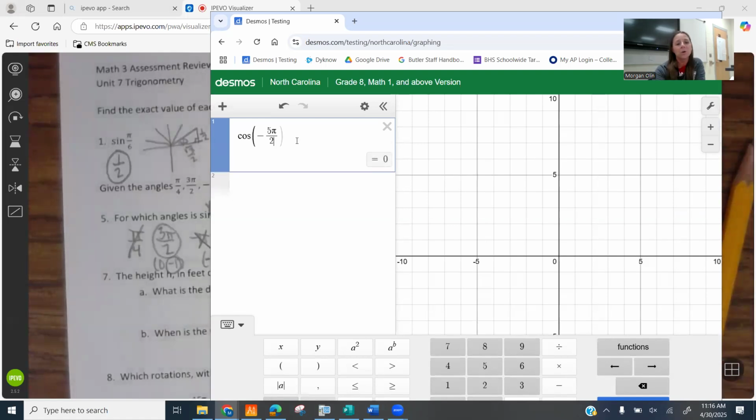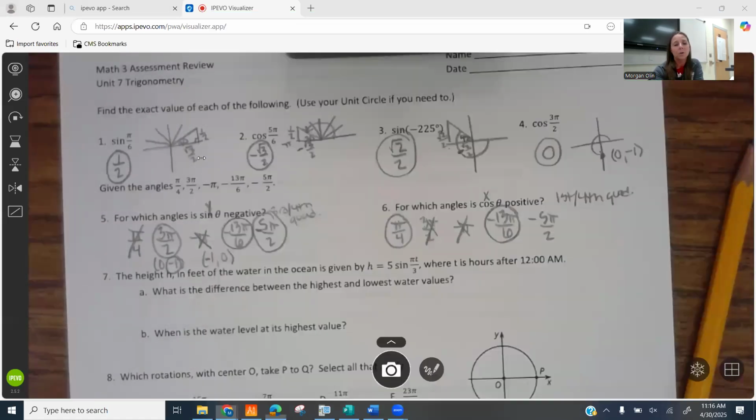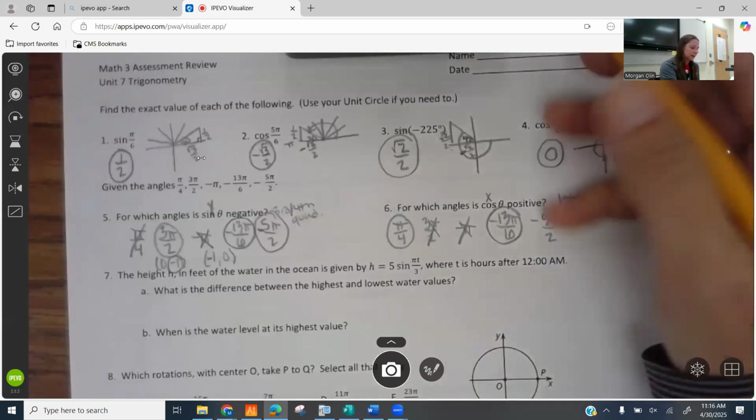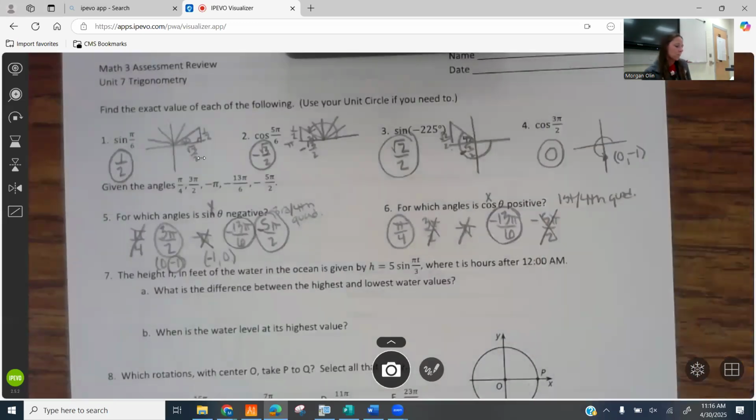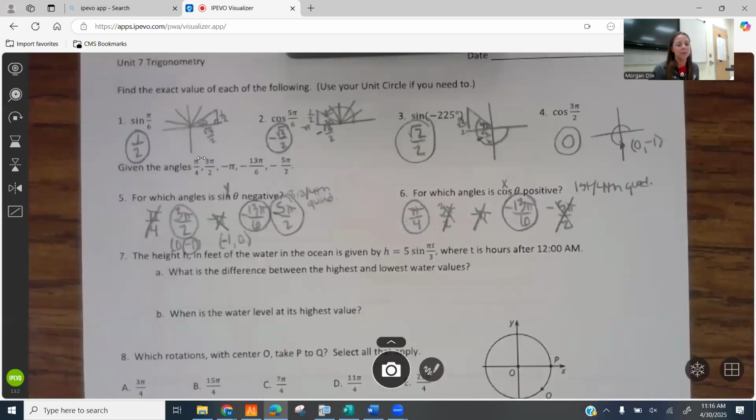And again, it's 0, and 0 is not positive or negative. All right, so it's not that. All right, let's look at number 7.